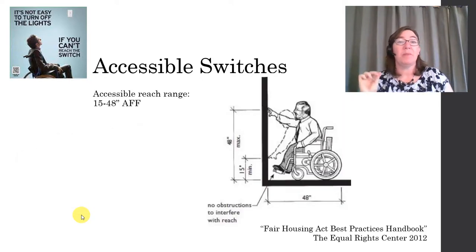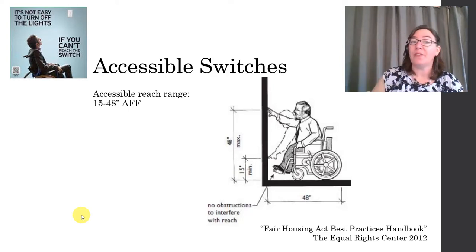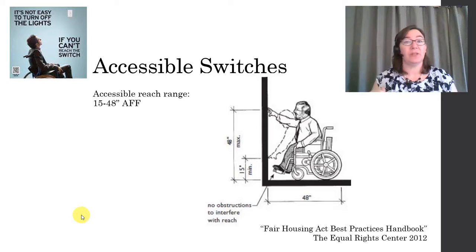Now let's talk about that second bit, the accessible reach range. That's going to be from 15 to 48 inches above the finished floor. And again, we're measuring to the center line of the controls. So you can see that illustrated here. Using the forward reach range, someone can reach from 15 inches off the floor to 48 inches.